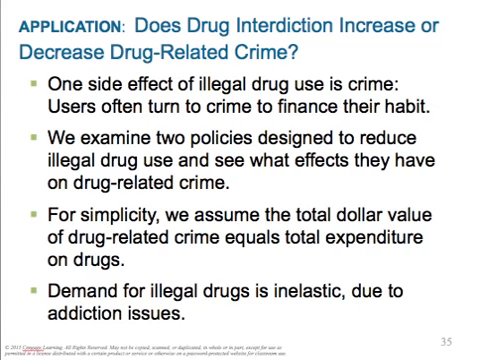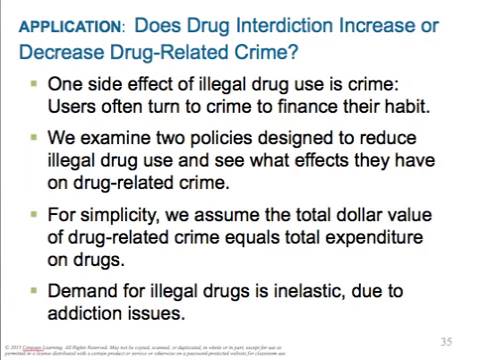So, knowing elasticity helps us understand what might otherwise be counterintuitive results. Here, we're going to talk about whether a drug interdiction increases or decreases drug-related crime. One side effect of illegal drug use is crime. Users often turn to crime to finance their habit. We examine two policies designed to reduce illegal drug use and see what effects they have on drug-related crime. For simplicity, we assume that the total dollar value of drug-related crime equals the total expenditure on drugs.